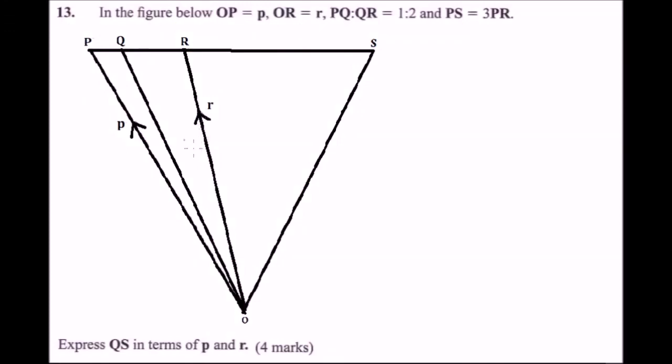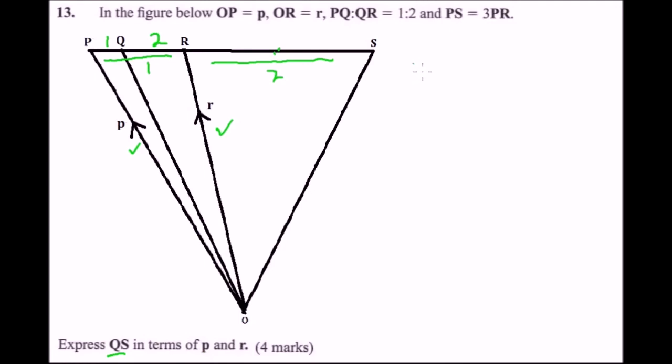So question number 13 of 2018 Mathematics Paper 2. We have been given a diagram here. So we are told in the figure below, vector OP is equals to P, OR is equals to R, the ratio of PQ and QR is 1 to 2, and we are also told PS is equals to 3PR. So PR fits onto PS 3 times. Okay, so with that information, we are told to express QS in terms of P and R.